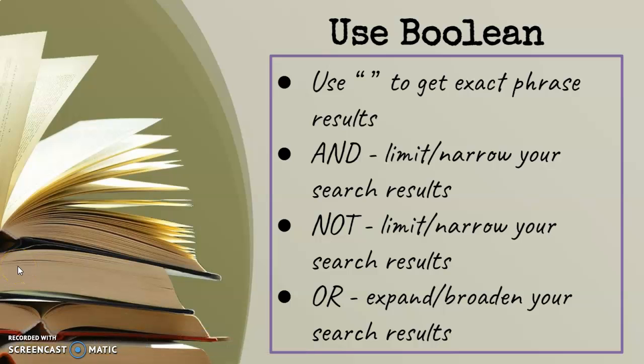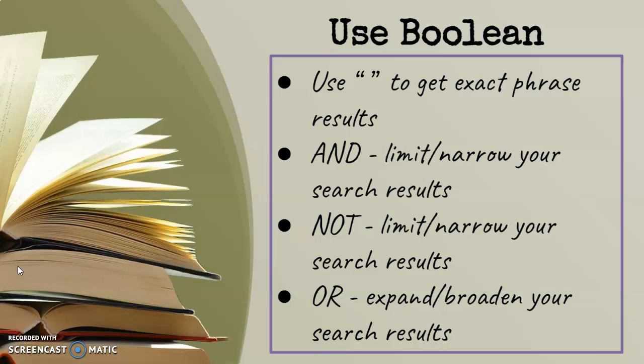All right, so the video told you about Boolean phrases to use when you are doing searches in a database. So the first thing I want to talk about is using quotation marks. Using quotation marks, you will get the exact phrase results. For example, if you are searching for wind energy, you want to put quotation mark, wind energy, quotation mark, because that way you will just get stuff on wind energy.